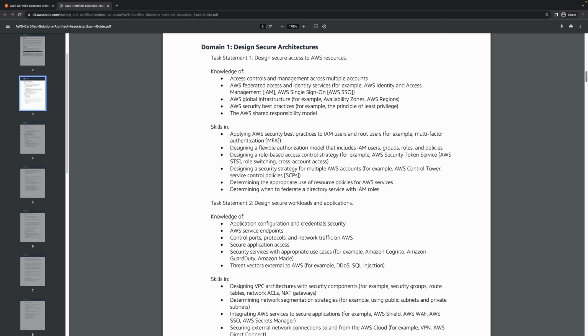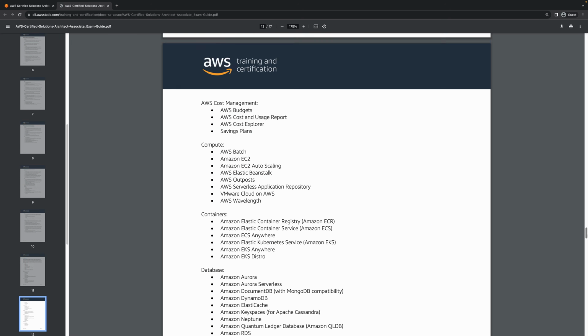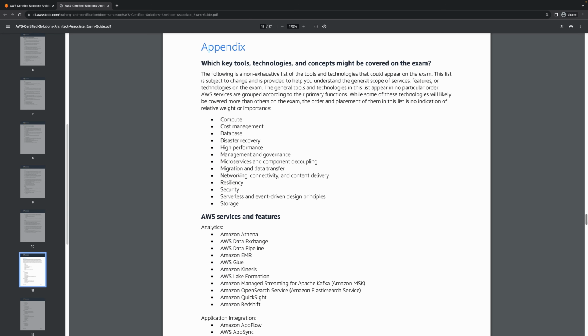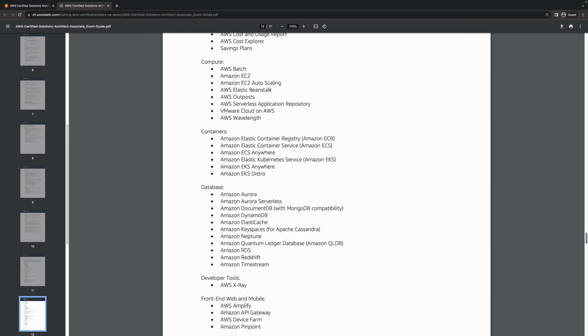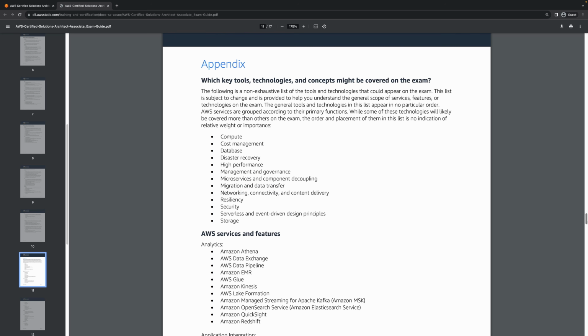Now, at the end of the exam guide is the appendix section, which is also very important to keep referring back to throughout your study to ensure you're not missing anything. The appendix section gets more into the overall scope of service categories and AWS services that may appear in the exam and those that are out of scope. Now, the guide points out that this isn't an exhaustive list, and there may be some other services that'll pop up in the questions that aren't on here.